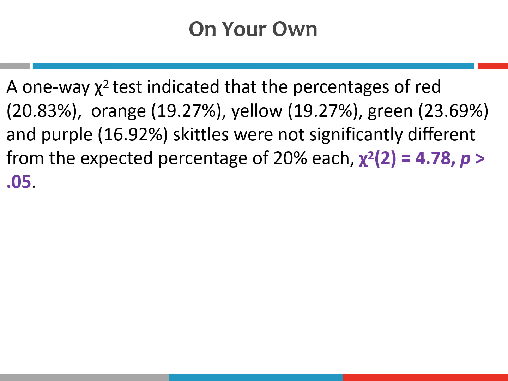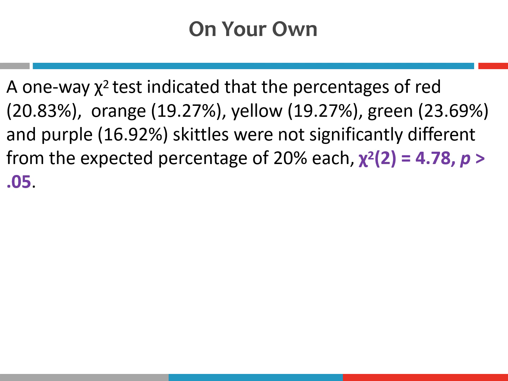Okay, so again, how I got the percentages is I took the number of Skittles of each flavor and I divided it by 384, which is the number of Skittles in the bag, and I got 20.83 for red, 19.27 for orange, 19.27 for yellow, 23.69 for green, and 16.92 for purple.